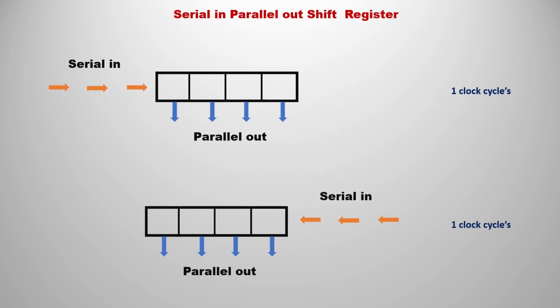In the serial in, not only can you insert the data from left to right, you can also insert the data from right to left. That is also a serial in process. But the out is parallel out. Both require one clock cycle for popping out. Serial in requires 4 clock cycles.